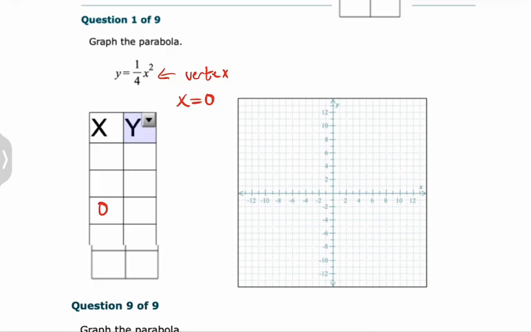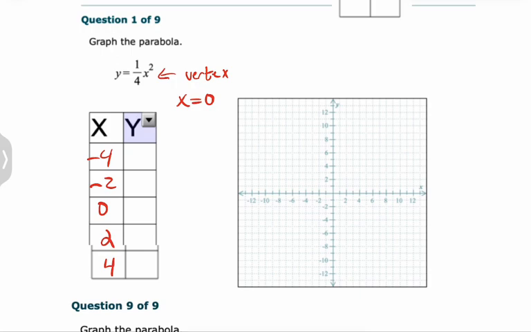2 squared is 4. So if we plug in something that's even, we actually will get something even nicer. So I'm going to plug in -2 and 2. And I'm going to plug in -4 and 4, because that 1/4 will make it so that it's not hard to graph those points. Now remember, you're going to square it first before we multiply by the 1/4.